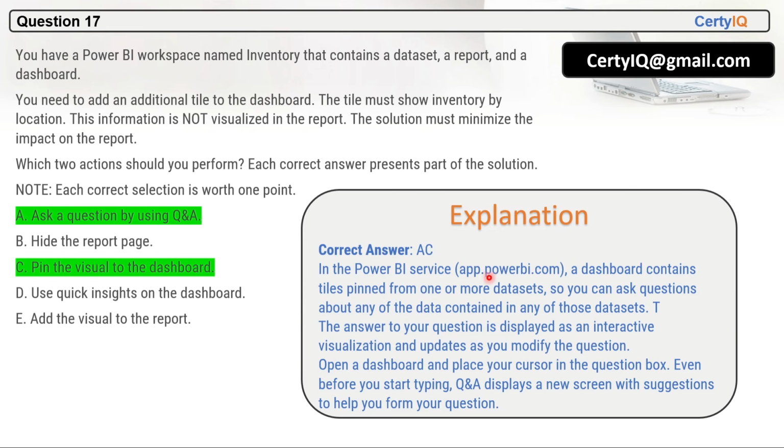In the Power BI service, app.powerbi.com, a dashboard contains tiles pinned from one or more datasets, so you can ask questions about any of the data contained in any of these datasets. The answer to your question is displayed as an interactive visualization and updates as you modify the question. Open a dashboard and place your cursor in the question box. Even before you start typing, Q&A displays a new screen with suggestions to help you form your question.